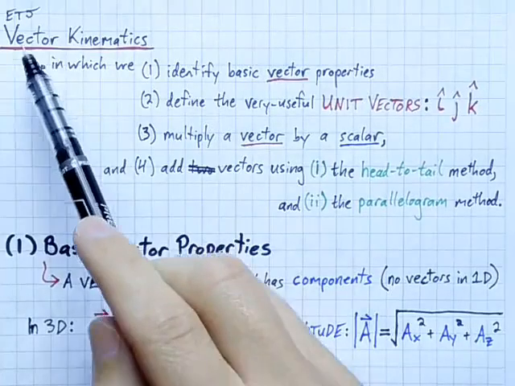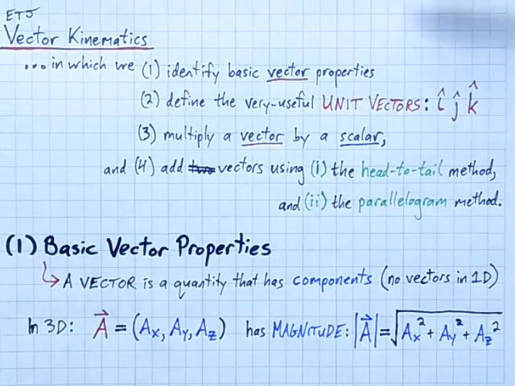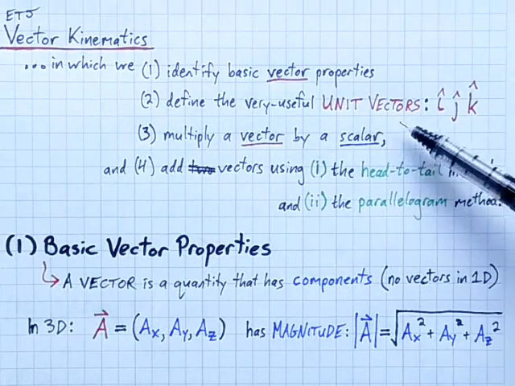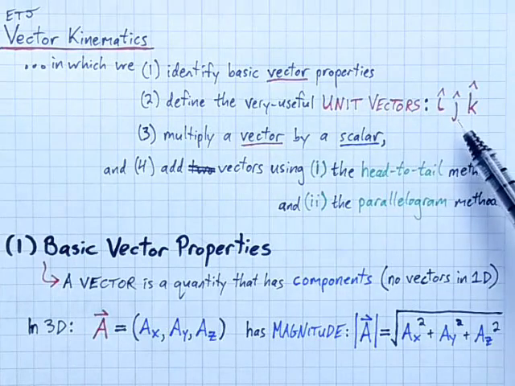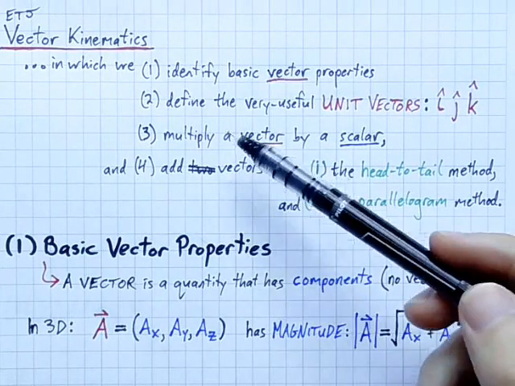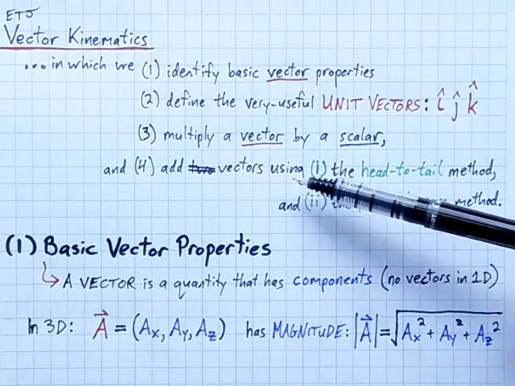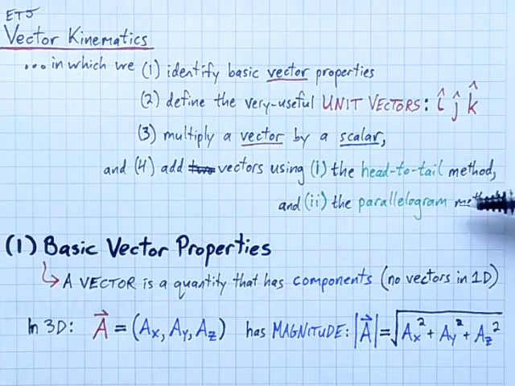In this introduction to vectors in the context of kinematics, we will remind ourselves of some basic vector properties and then introduce the very useful unit vectors, i hat, j hat, and k hat, who will quickly become our friends. And then move on to some vector arithmetic, specifically multiplying a vector by a scalar and then adding vectors using these two graphical methods, the head-to-tail method and the parallelogram method.